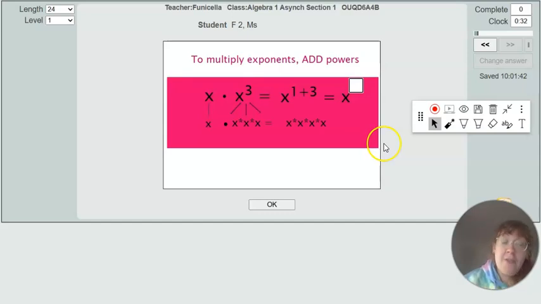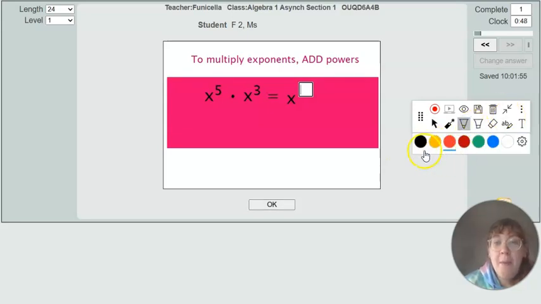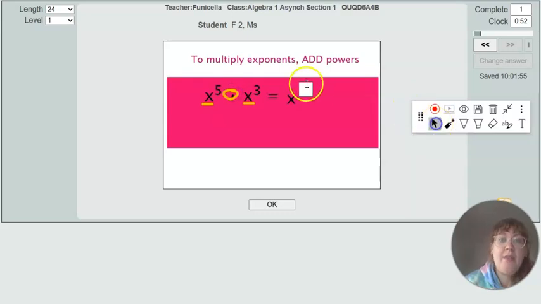So if we have an x to the first times x cubed, this becomes x to the 1 plus 3, which of course is x to the fourth. So we're going to plug that number 4 in and hit OK. X to the fifth times x cubed. Again, they have the same base. The base is x, and they're being multiplied. So we add the exponents. 5 plus 3 gets us an x to the eighth. So we want to put that number 8 there and hit OK.